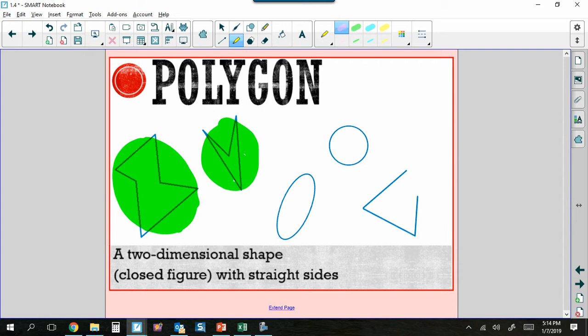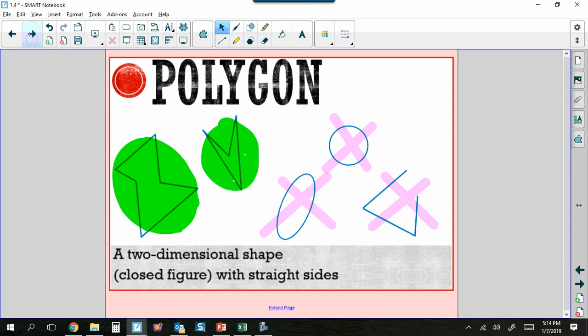What would not be a polygon are these two because they are not straight sides. These get a little bit confusing because a lot of people think, oh, it's another one of our shapes, but it's not a polygon. And then the last one, even though the sides are straight, there is an open gap here, so this would also not be an example of a polygon. So a polygon must have straight sides and the ends of those sides must be attached to one another.